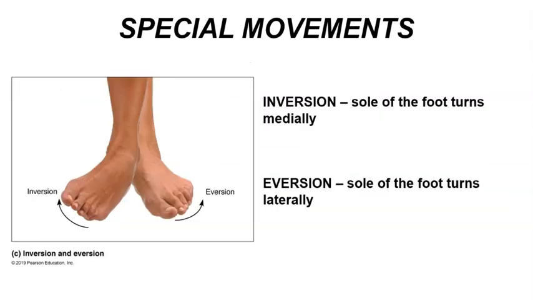Inversion and eversion are very complex movements that occur among several of the plane joints of the tarsal bones in the ankle. It's important to note that these movements do not occur at the ankle joints with the leg, but rather these are movements that are occurring because of the gliding of the tarsal bones within the ankle. Inversion describes a movement in which the sole of the foot is rotated towards the midline. Meanwhile, eversion is the opposite motion, where the sole of the foot is rotated away from the midline.